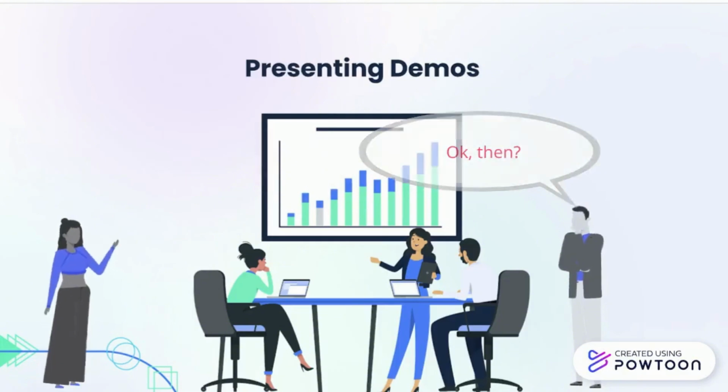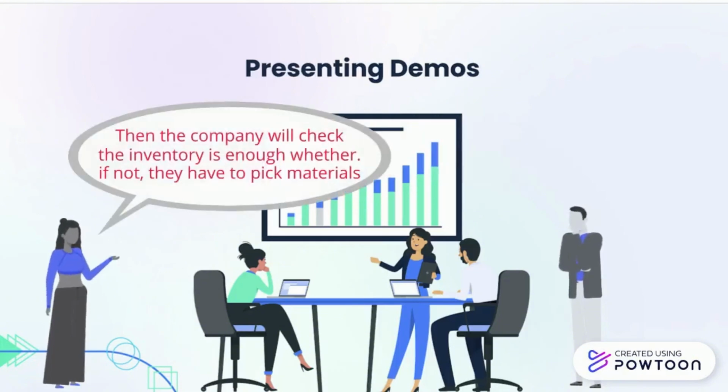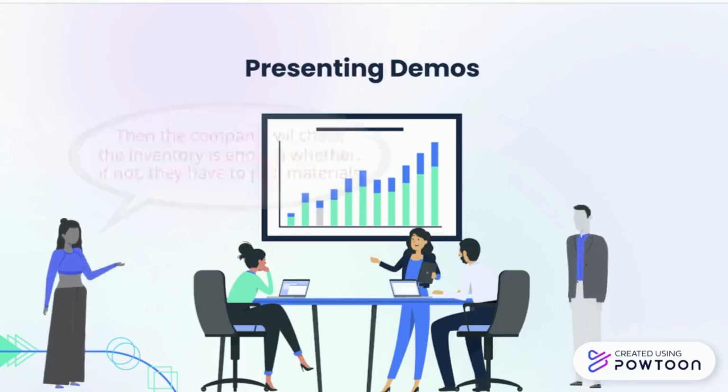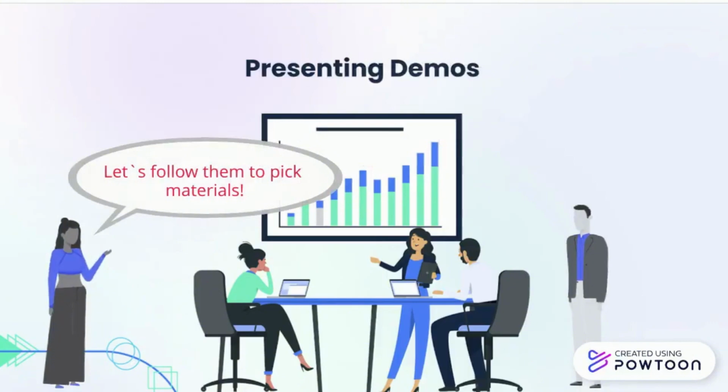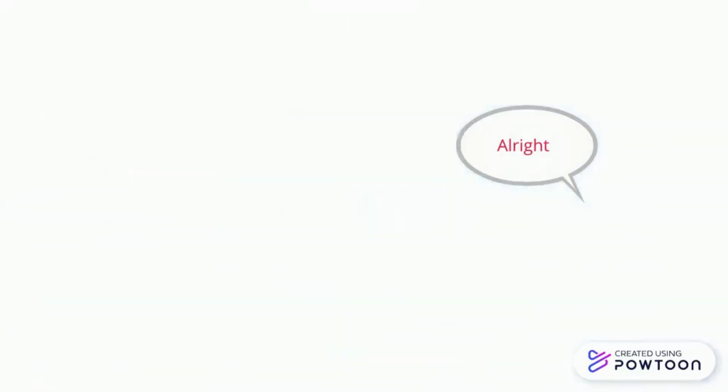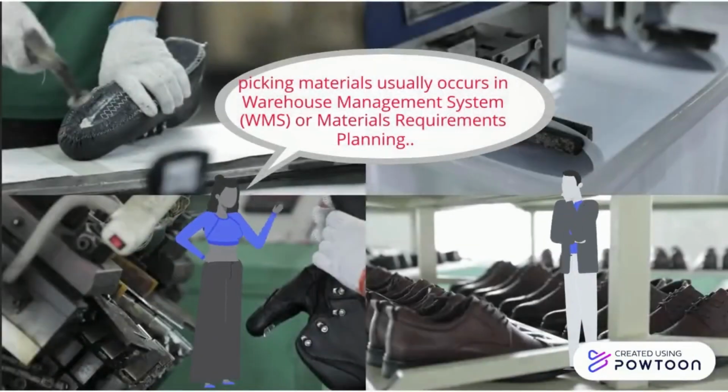Okay, then the company will check whether the inventory is enough. If not, they have to pick materials. How do they pick materials, and where will they go to pick materials? Let's follow them to pick materials. Alright. Picking materials usually occurs in the warehouse management system or materials requirements planning.